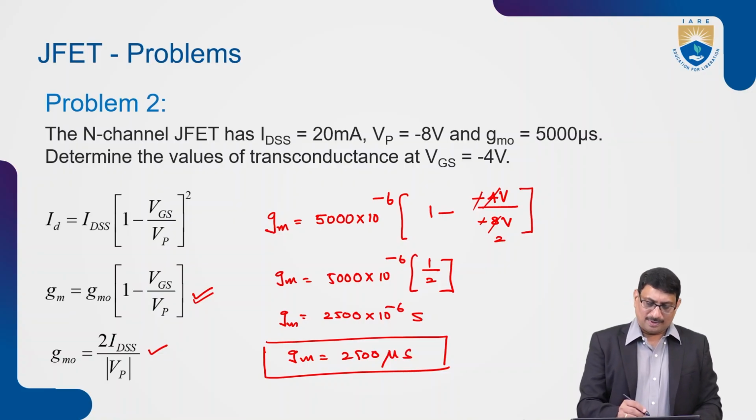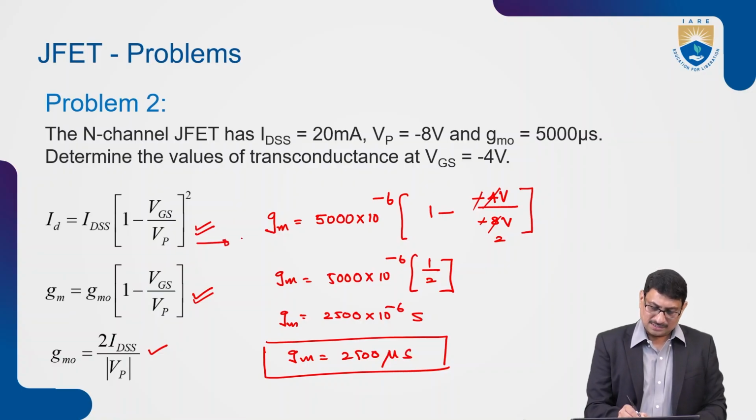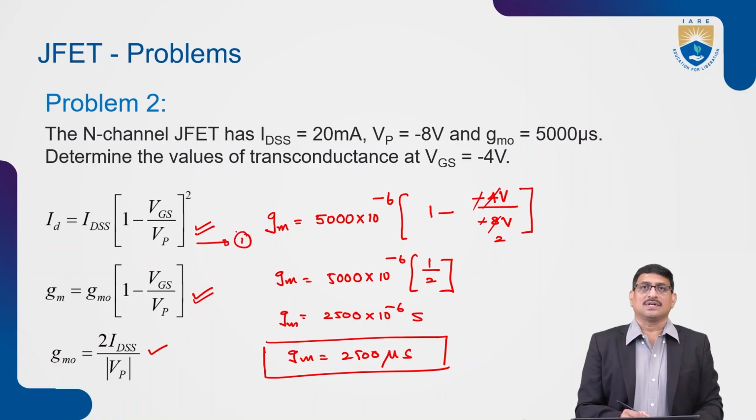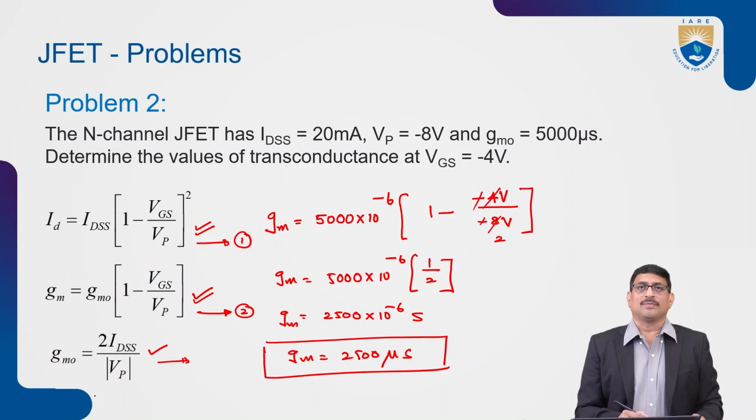So here are the important expressions for calculating the JFET parameters; these are the three equations. One equation is ID equal to IDSS into 1 minus VGS divided by VP whole square, which is called the Shockley's equation. The other gives the relation between the transconductances, where GM equal to GM naught into 1 minus VGS divided by VP. The third is how to calculate the GM naught by knowing IDSS and the pinch off voltage, where GM naught equal to 2 IDSS divided by the magnitude of pinch off voltage.